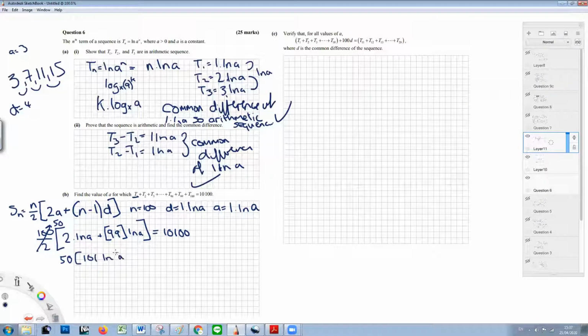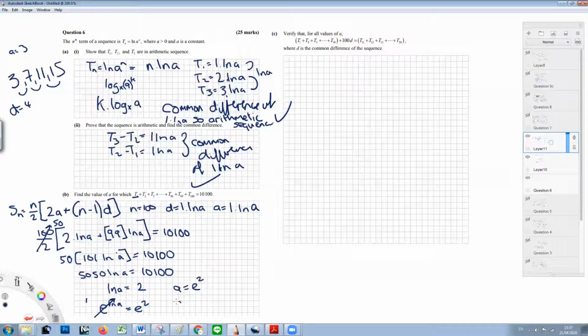Ln of A, and that's going to be 5,050 ln of A. And that's obviously just going to be 2. So ln of A is going to be equal to 2. And here we need to know what to do with our logs again. So this is essentially e to the ln of A is equal to e squared. That is just going to become 1. So A is equal to e squared. A is equal to 0.389.